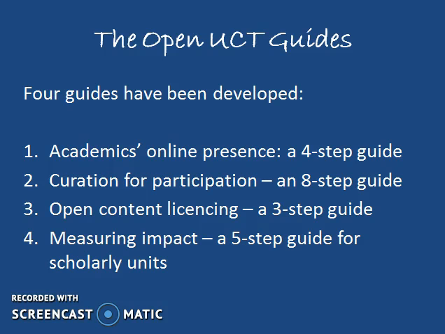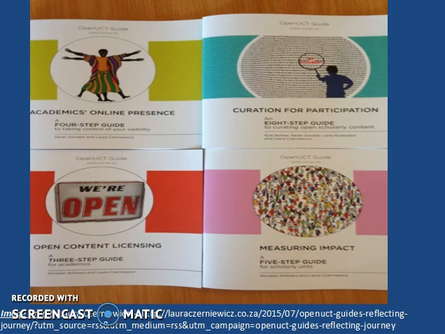Four guides have been developed: the 4-step guide to the academic's online presence; curation for participation, an 8-step guide; open content licensing, how to do it; and measuring the impact on scholarly units, a 5-step guide. This is what they look like, and the image credit is from Laura Czerniewicz's blog. These are freely available and downloadable.